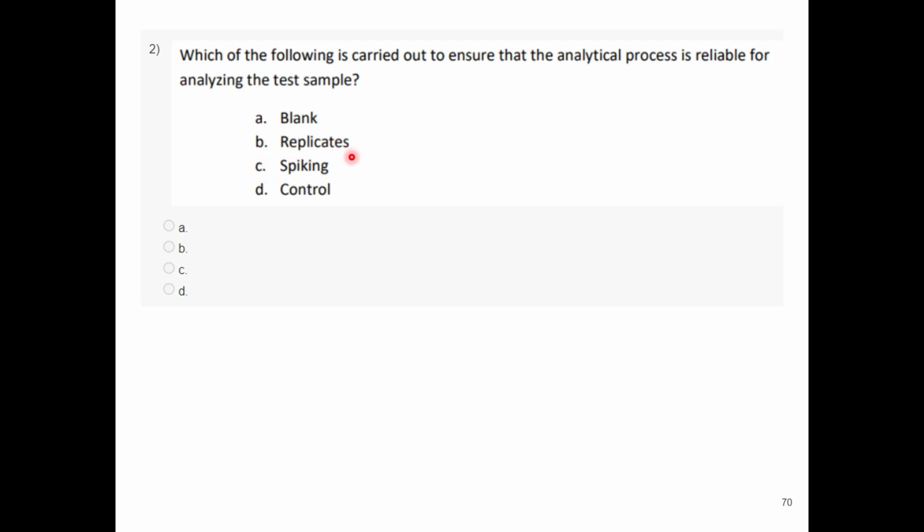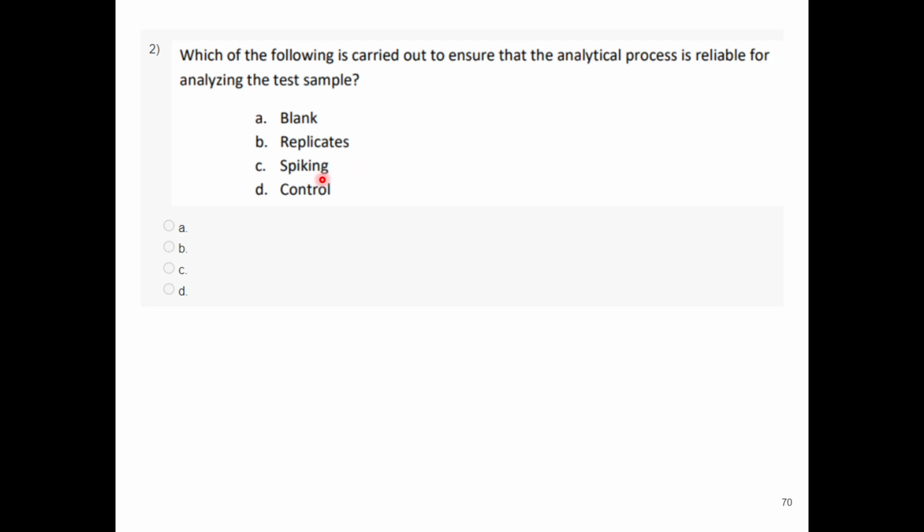If you talk about replicates, replicating is basically simulating a result. By simulating, we will not be able to find out whether the target analyte concentration is correct, and so whether the analytical process is reliable or not, because it is a replica, it is not the actual one. So therefore, spiking will be the answer.